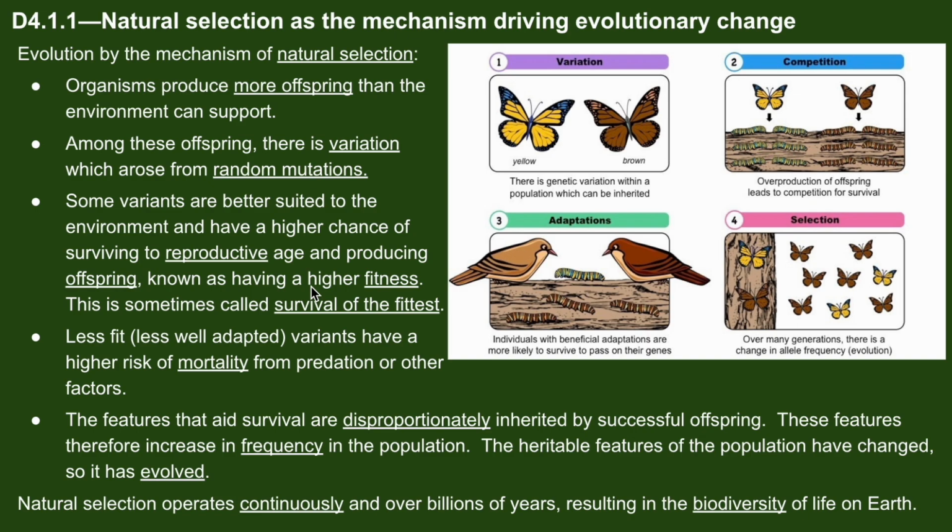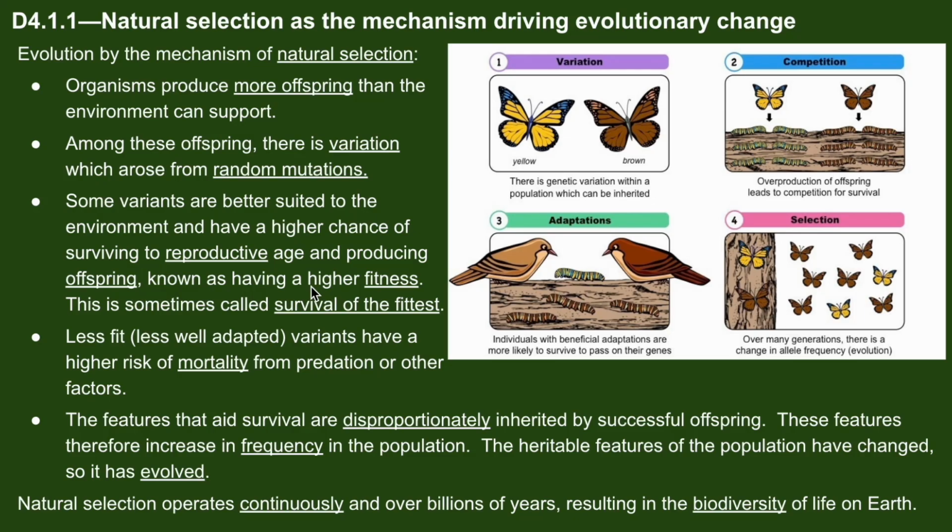That means that they have a higher chance of being able to survive to reproductive age and then pass on those genes to their offspring. We call this survival of the fittest. Those individuals that are less fit have a higher risk of mortality from predation or other factors. And so the features that aid survival are disproportionately inherited by successful offspring.